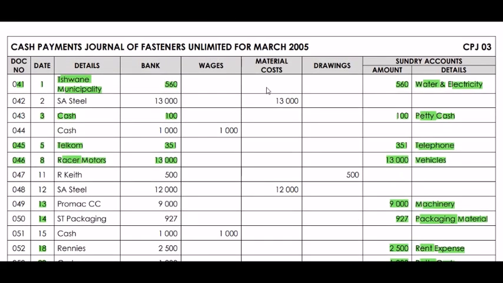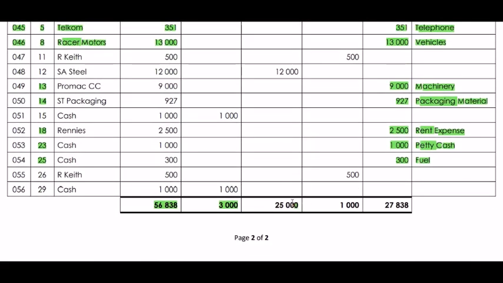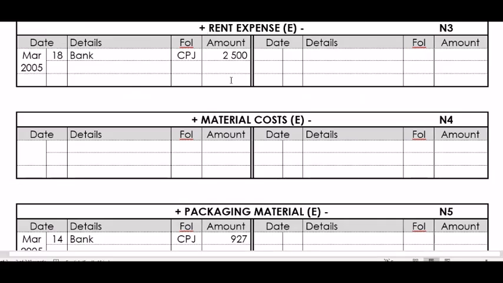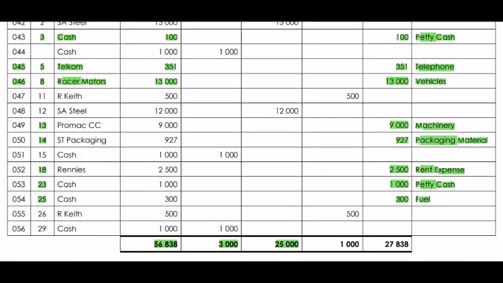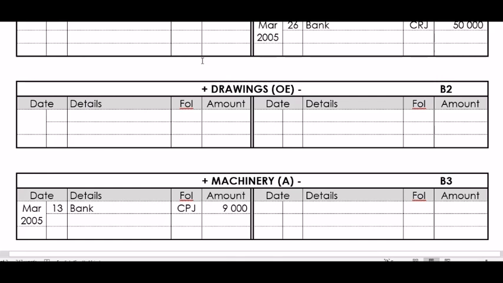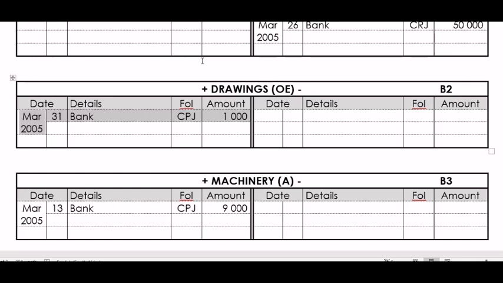Then the next column total was material costs for 25,000 Rand. So you go to material costs in your general ledger. You work on the debit side on the 31st because it's a column total, bank CPJ, and you write the value. And then last but not least, we've got drawings of 1,000 Rand. So you go to the drawings account, which is your second balance sheet section account. Also on the debit side, which is the plus side, you write March 2005, the 31st, bank CPJ.